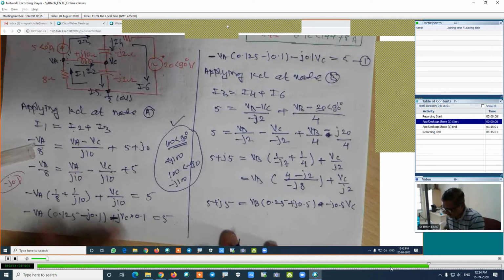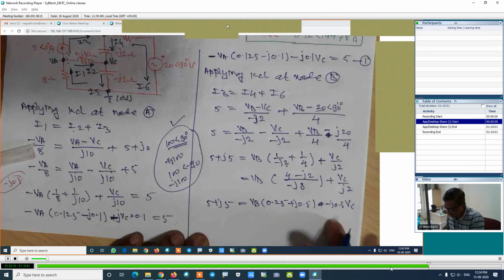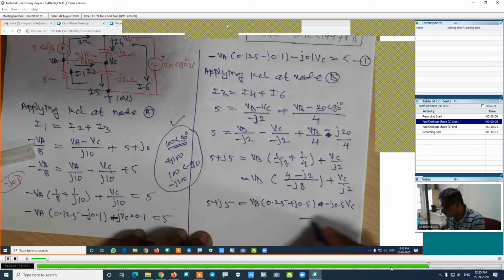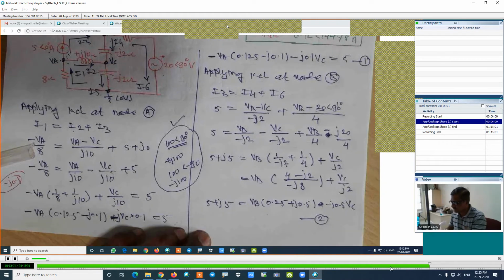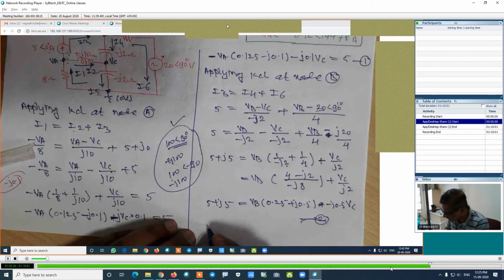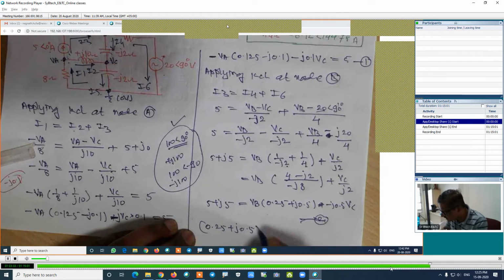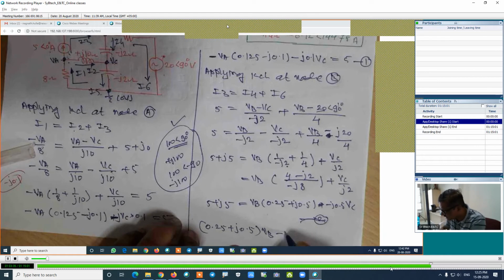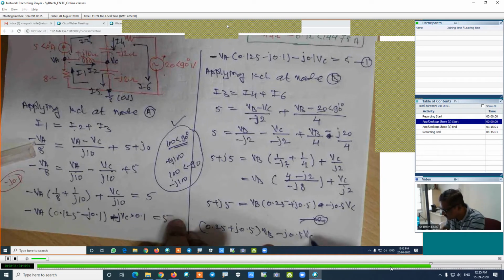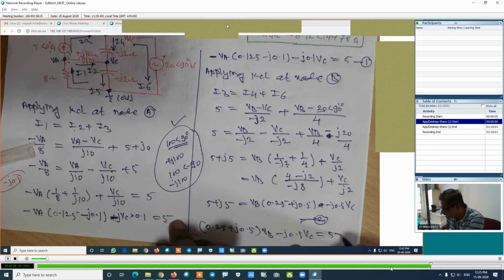Now here in this particular case, यहाँ से हम अभी हमारे पास कितने unknowns हैं? This is the equation number 2. Otherwise, I will write this equation in the proper way, and then I will name it as equation number 2. Means it is 0.25 plus j0.5 VB minus j0.5 VC, which is equal to 5 plus j5. This is the equation number 2.